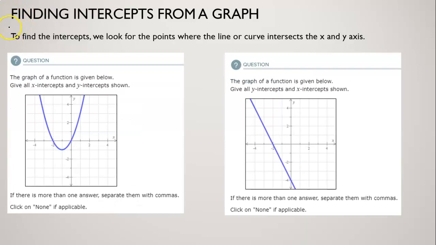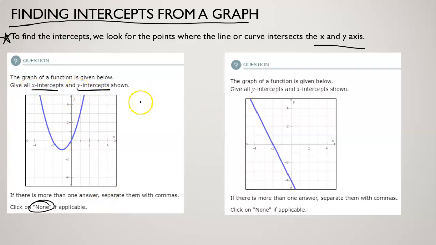All right, new topic. I want you to write down that we are finding intercepts from a graph. You've done this before, but we wanted to give you a quick review. So you're going to want to write this down in your notebook. To find the intercepts, we look for the points where the line or curve intersects the x and y axis. There might be more than one intercept. There might be no intercepts. So notice on this one it says click none if applicable. It might be that there are no x or y intercepts. For this one it says give all the x-intercepts and y-intercepts shown.